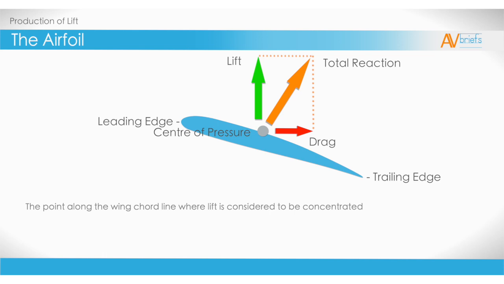The center of pressure is a point along the wing chord line, where the lift is considered to be concentrated. In actuality, the wing produces lift and drag at countless numbers of points along the wing. The center of pressure is the average point used to show the result of all those points.